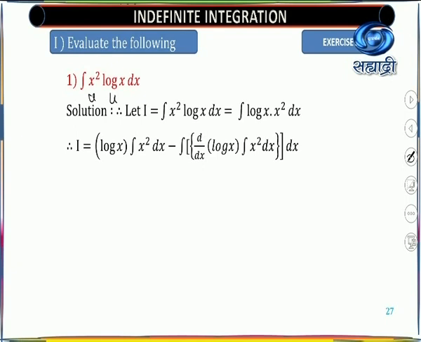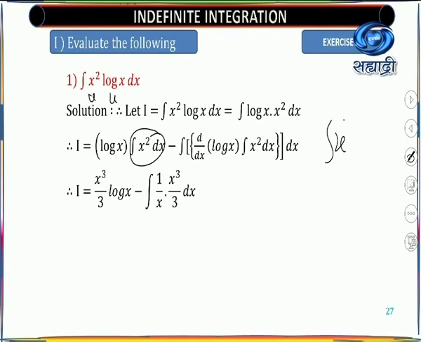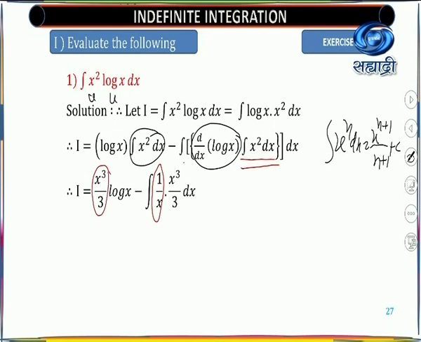Anyway, you will get x cube upon 3. Look here, this is log x times x cube upon 3, as you are using the integration of x raised to n dx is x raised to n plus 1 upon n plus 1 plus constant of integration. So you will get x cube upon 3 log x minus. Now the derivative of log x is 1 upon x. Then, as we already used, it is x cube upon 3, which you will get here also, x cube upon 3 dx.